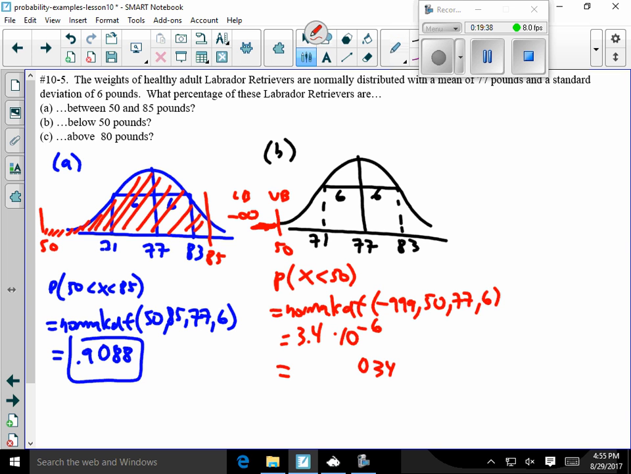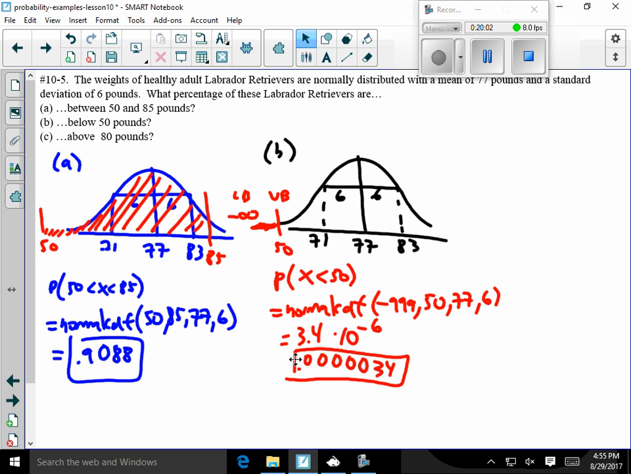1, 2, 3, 4, 5, 6, there. Is that right? 1, 2, 3, 4, 5. Actually, one more 0. So the decimal point isn't there. It's one more. So this is a very small probability indeed. Extremely small, which makes sense because we're so far out on the left tail of this distribution.